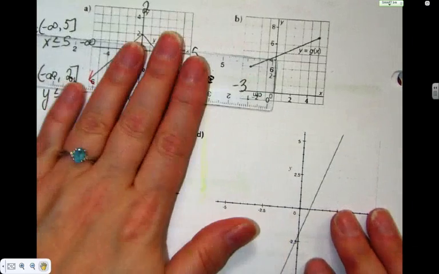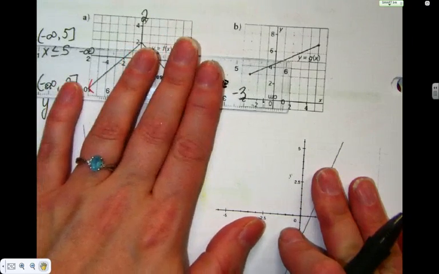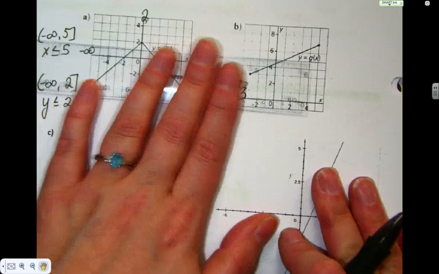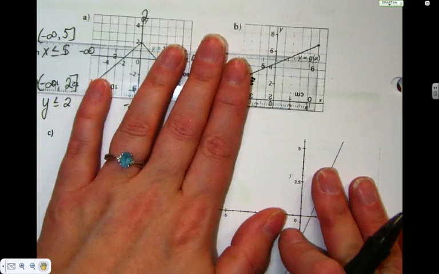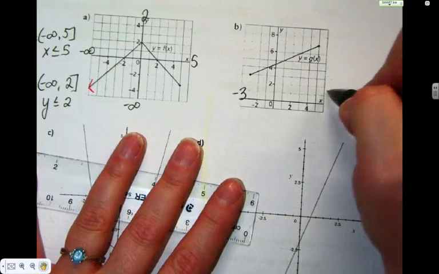Okay, now I'm going to push towards the right. Is there graph at 1, 2, 3, 4, 5, 6? Okay, so the highest x value is 5.